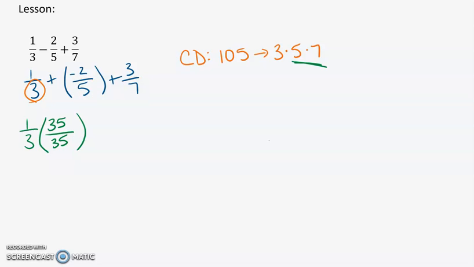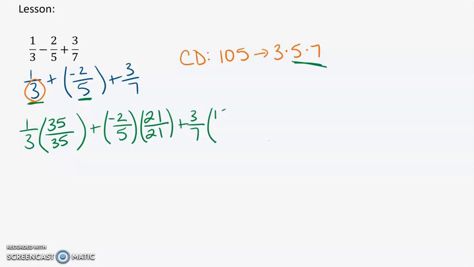All right, so 1/3 times 35 over 35 plus negative 2/5. This time I'm going to multiply this one by 3 times 7, which is 21 over 21, plus 3/7 times my leftovers of 3 times 5, which is 15 over 15.